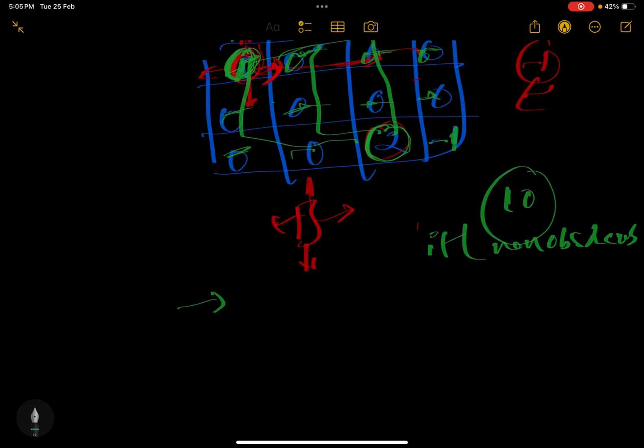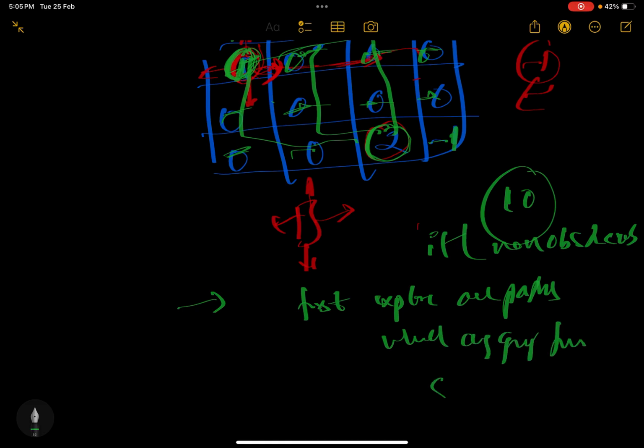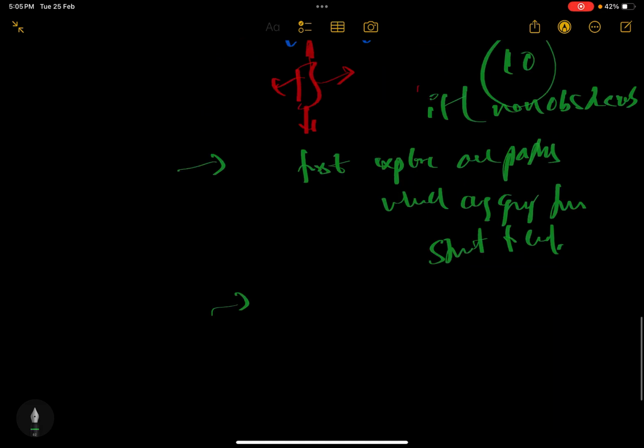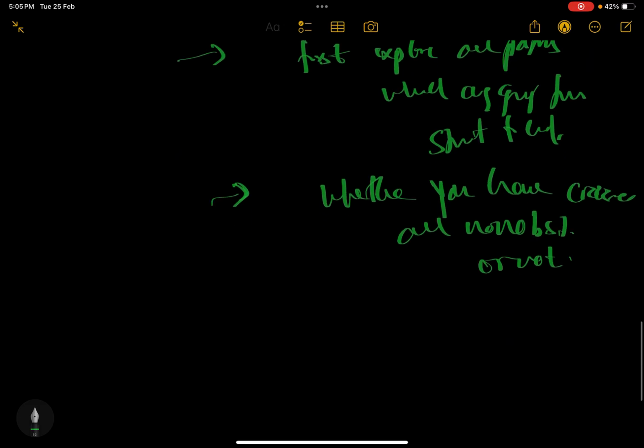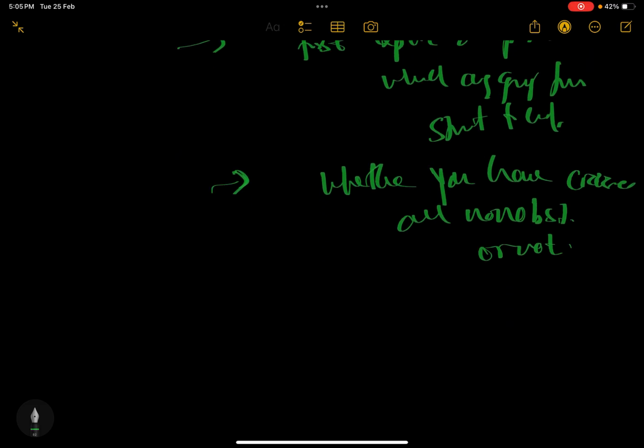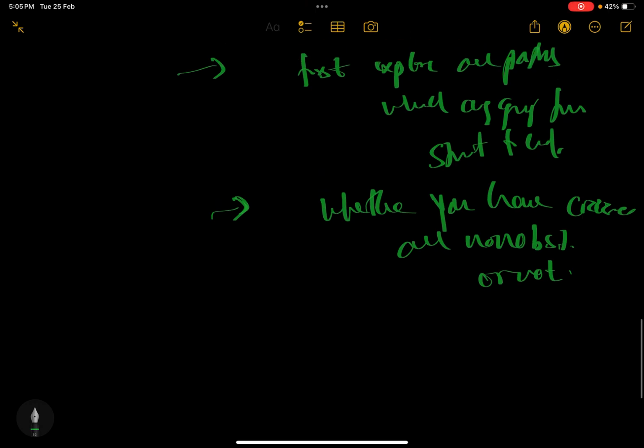So two things come to my mind. First, I will explore all paths going from start to end. Second, I find the path going from starting to ending, but again I have to check whether I have crossed all the non-obstacle cells or not. If not, then it won't be counted as a valid path. It will only be counted when you crossed all the non-obstacles at least once in that path.